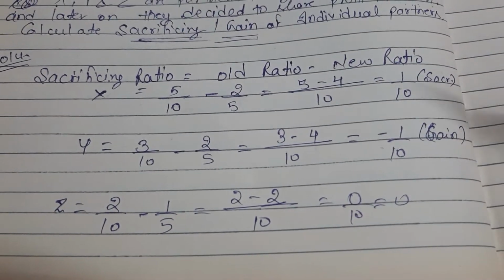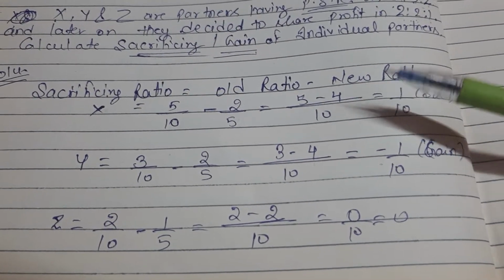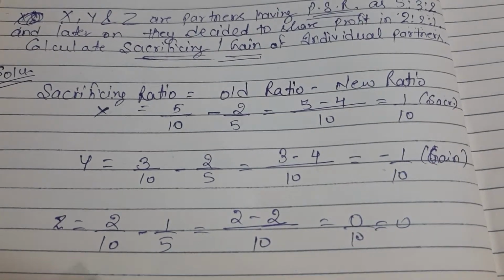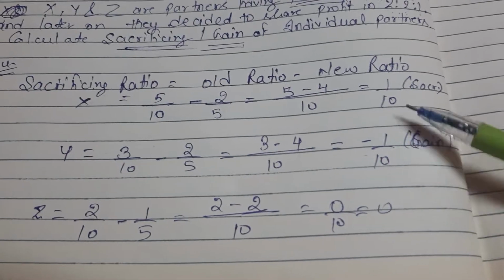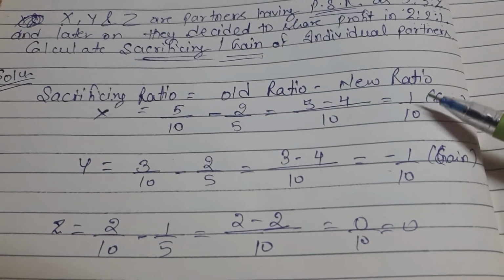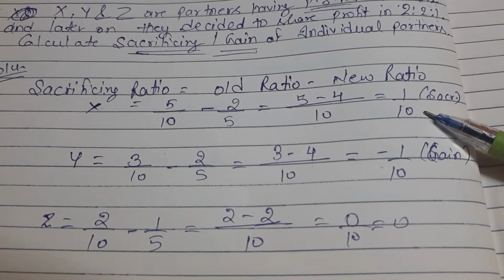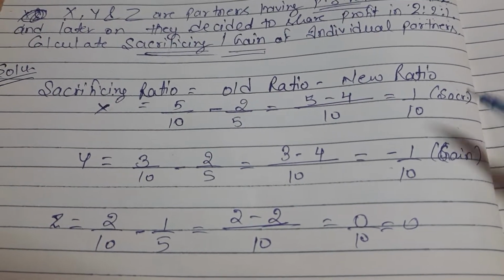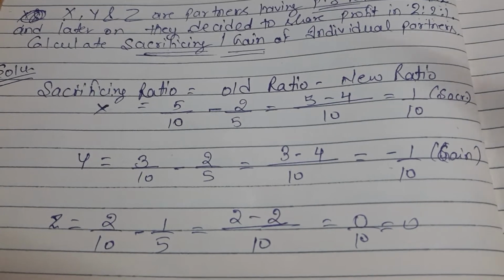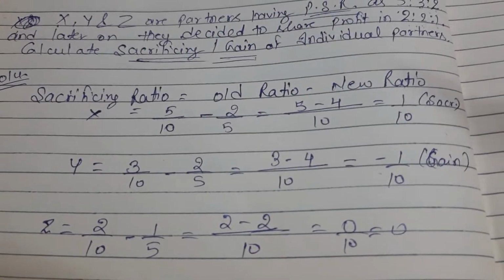So what you have observed after this example is that gain and sacrifice are of equal amount. X is sacrificing by 1 by 10, while Y is gaining by 1 by 10. So there is equal change in the firm.